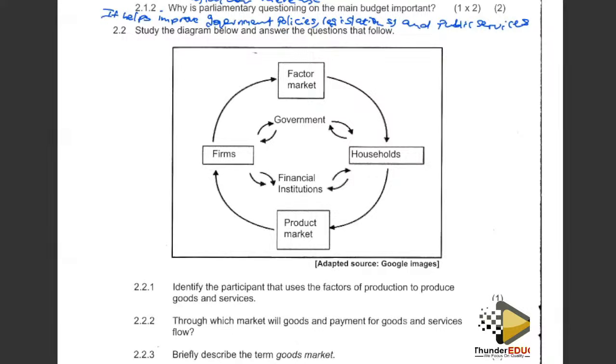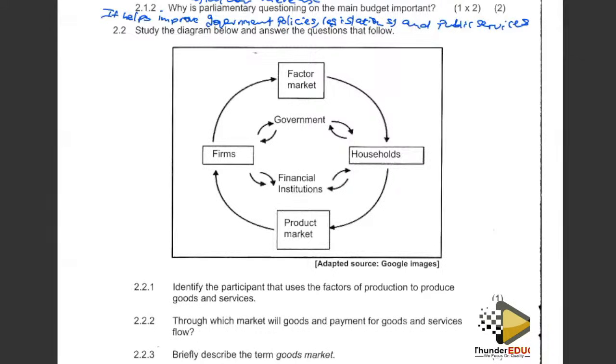Okay, let's check, grade 12. Now we have financial institutions. Financial institutions we refer to as those institutions that are credit providers. These are the ones dealing with money. These are the businesses or institutions that deal with money, such as banks and the likes, the insurances and the likes.